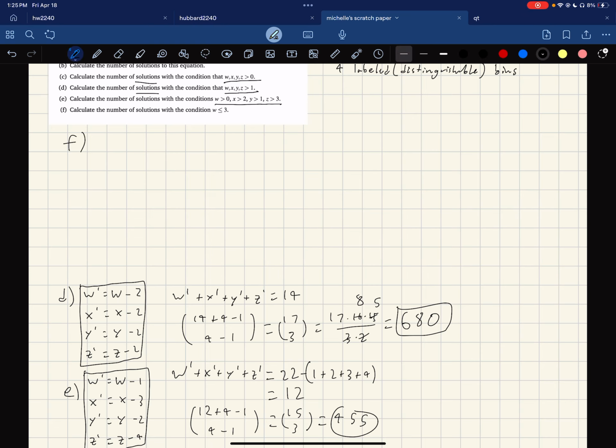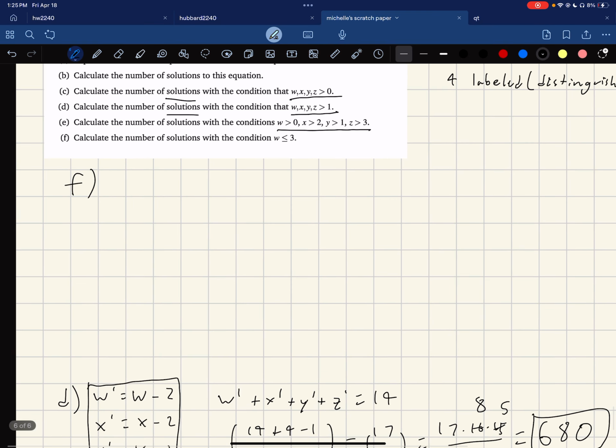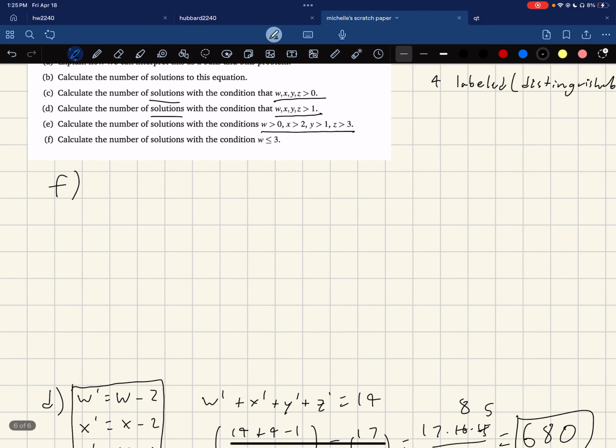Okay, let's look at F. So this one's pretty hard. It's asking a condition on only one variable. But this time the condition is not greater than, it's less than. So it's not a very easy question, but we can do it. So we have the number of solutions with a condition less than. Let's just consider the complement instead of doing the less than. Let's consider greater than because we know how to do that from the previous parts.